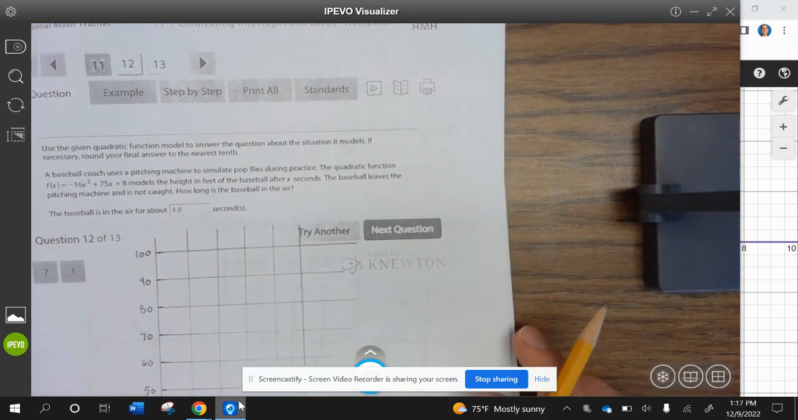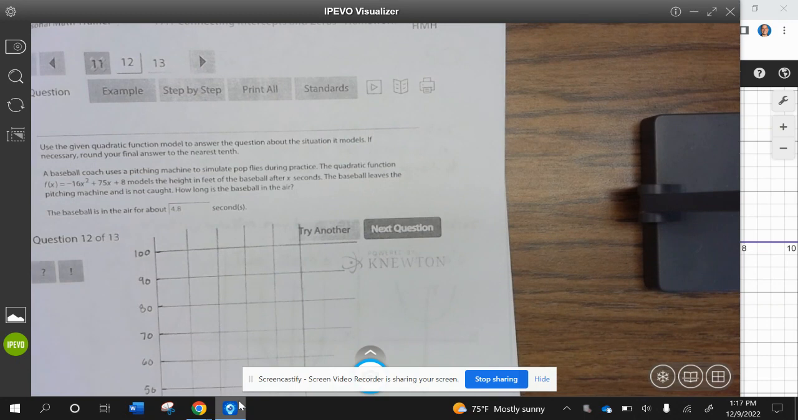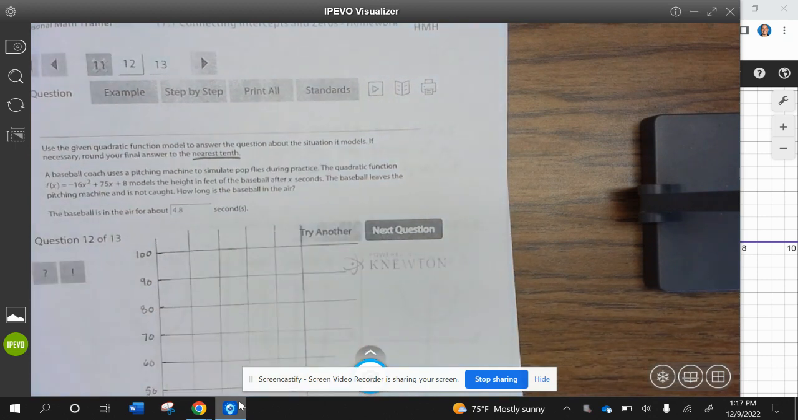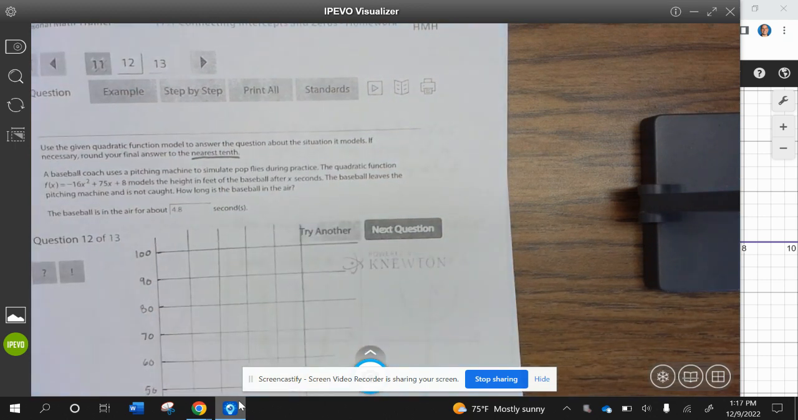All right, using the given quadratic function model to answer the question about the situation it models, if necessary, round your answer to the nearest tenth. So that's 1 decimal place. A baseball coach uses a pitching machine to simulate pop flies during practice. The quadratic function f of x equals negative 16x squared plus 75x plus 8 models the height of the baseball after x seconds. The baseball leaves the pitching machine and is not caught. How long is the baseball in the air?